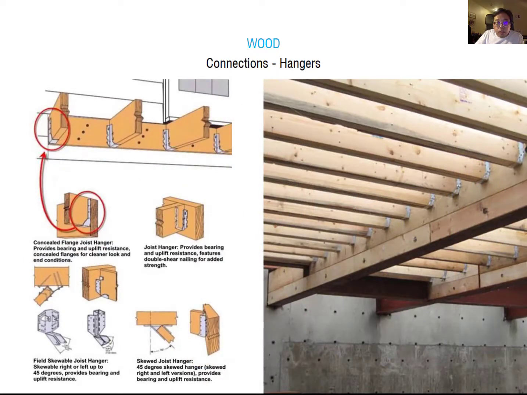So you can see this is a major beam, and this joist here. You can use the metal hanger to support this joist from this main beam structure.